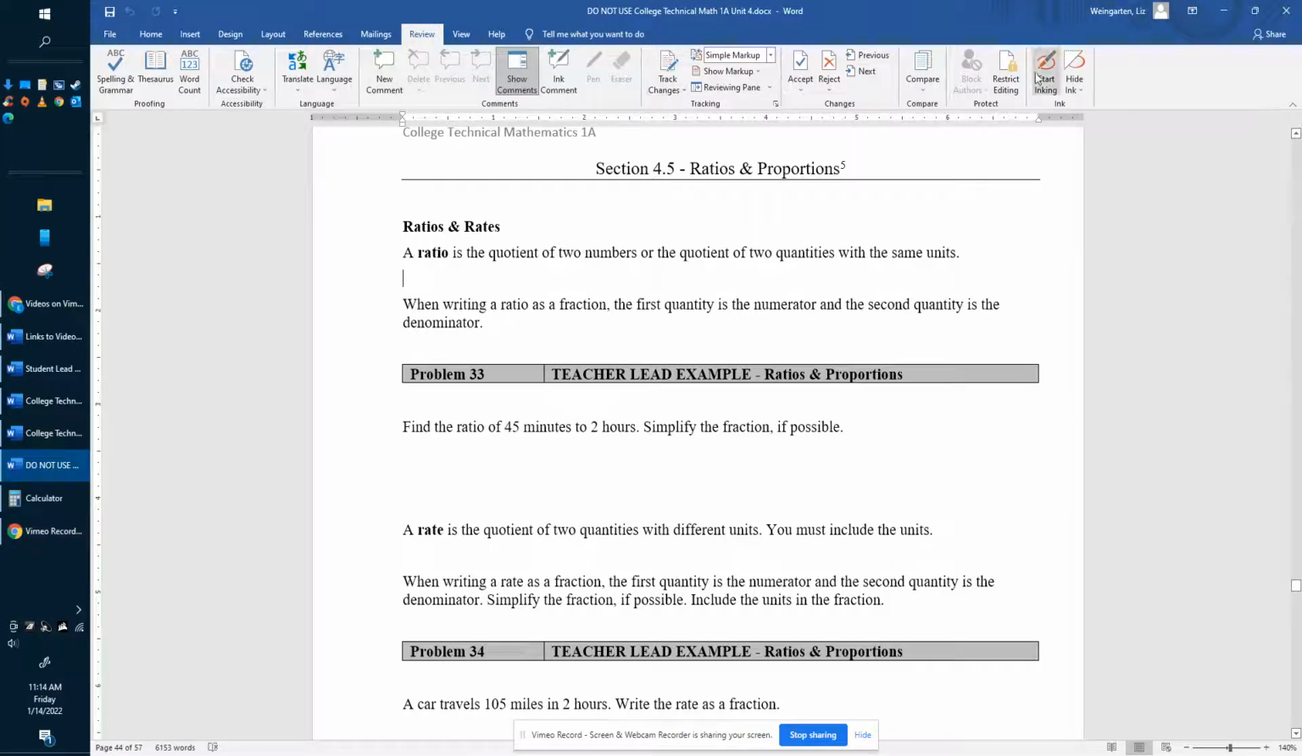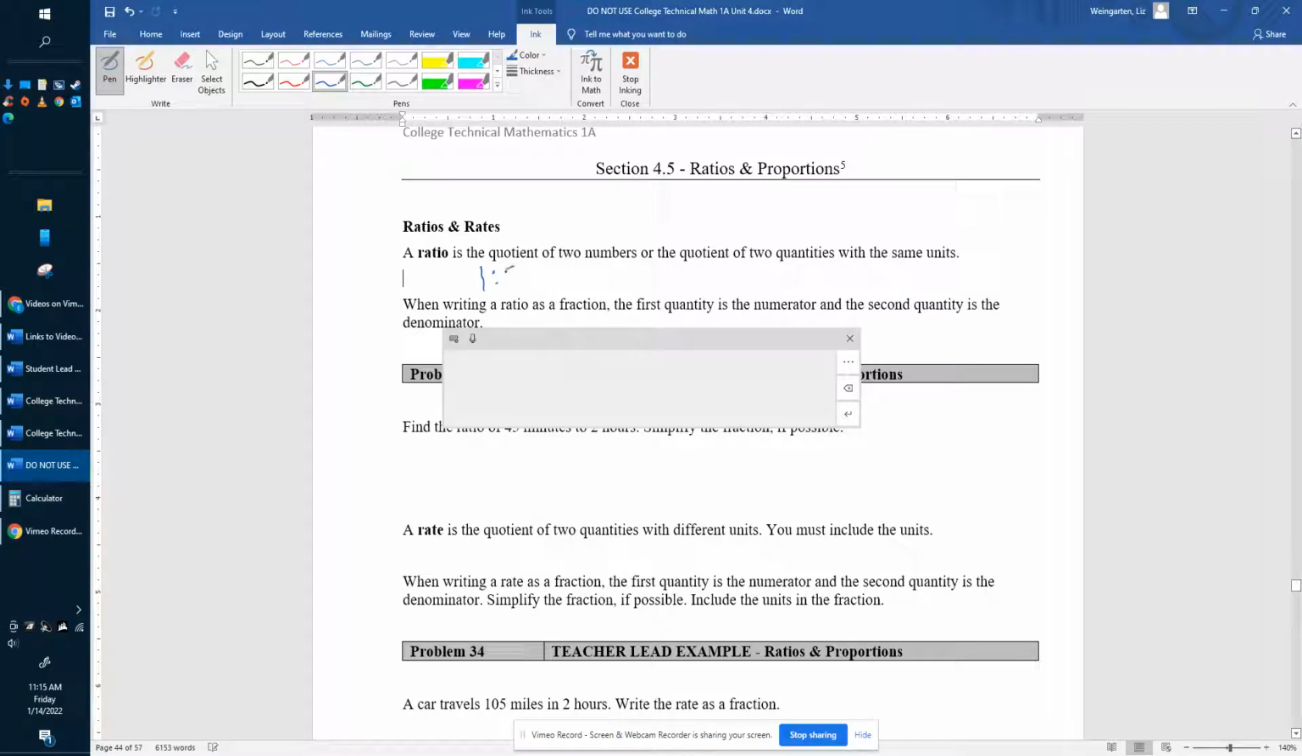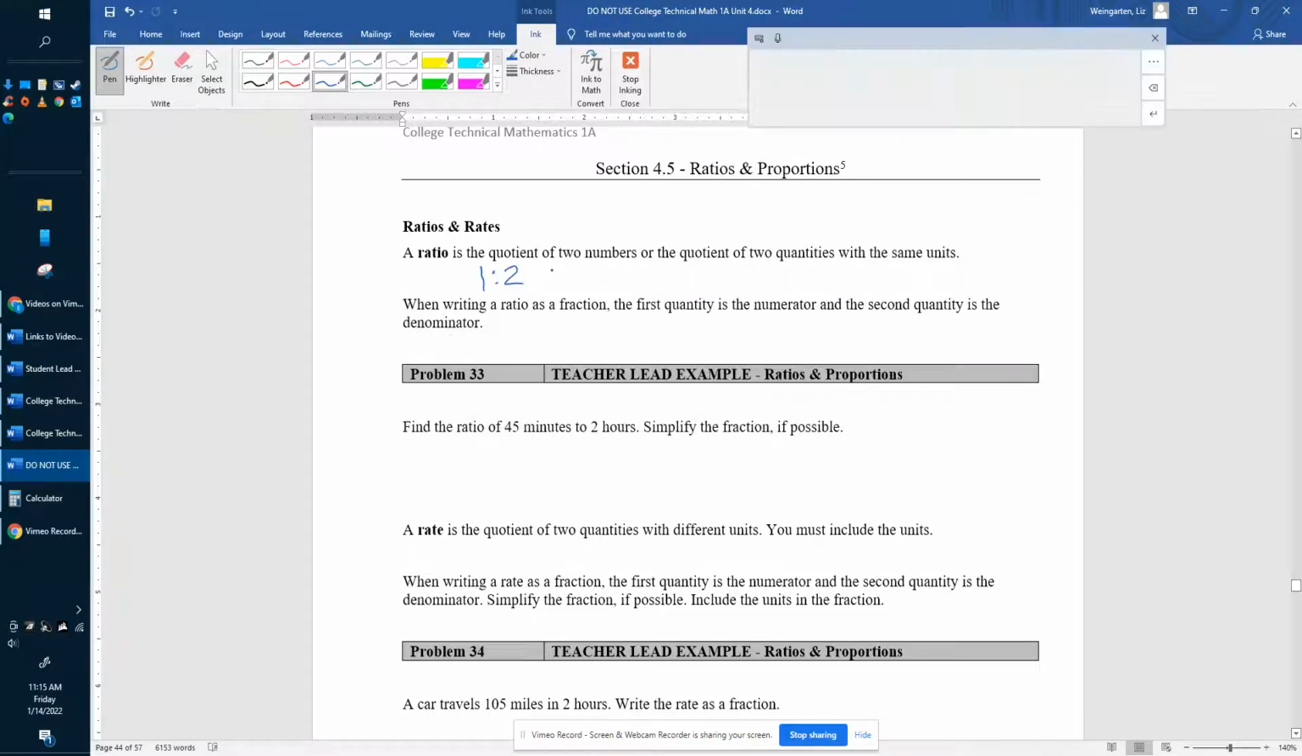In this section, we are going to be talking about ratios and proportions. A ratio is a quotient of two numbers, or the quotient of two quantities that have the same units. We can write a ratio as a fraction, or we can write it with a colon. So if we said 1 to 2, this is how we would write it, 1 to 2. But we could also write it as a fraction, 1 over 2. These are the same thing.